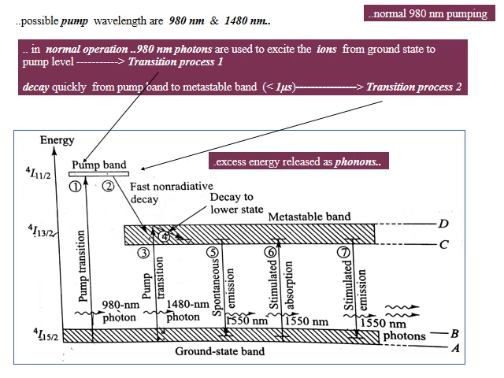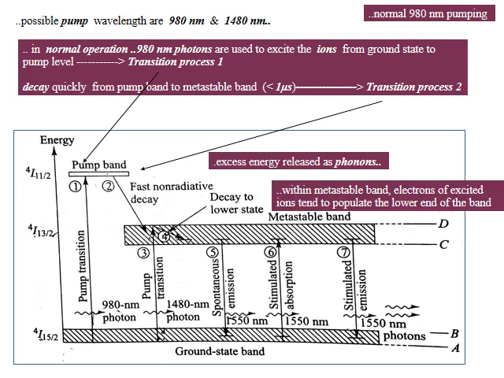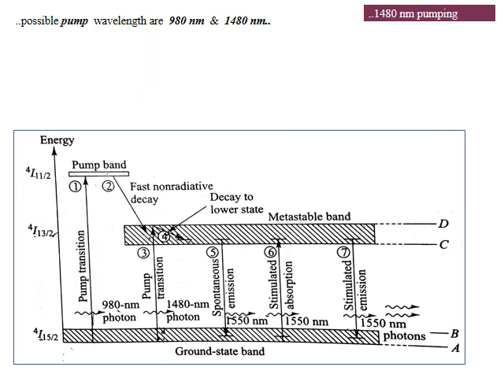Okay, so next, that's what he is telling. Within the metastable band, electrons of excited ions tend to populate the lower end of the band, resulting in population inversion and optical amplification. This is how we are getting optical amplification using 980 nanometer pumping. Okay, so next we'll see 1480 nanometer pumping.